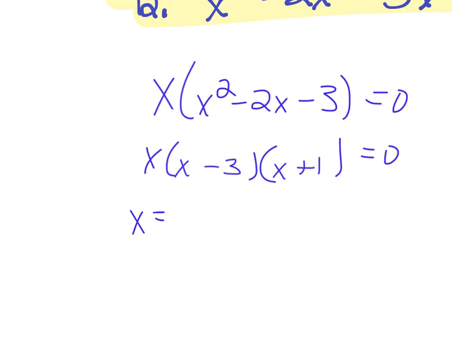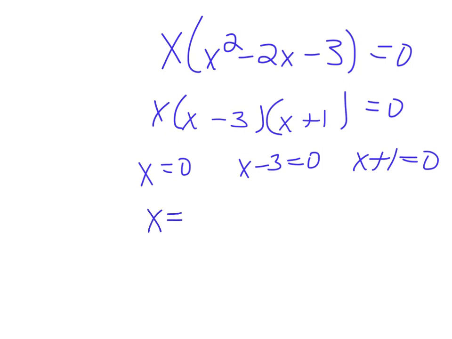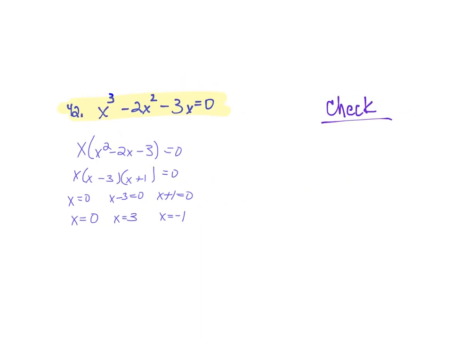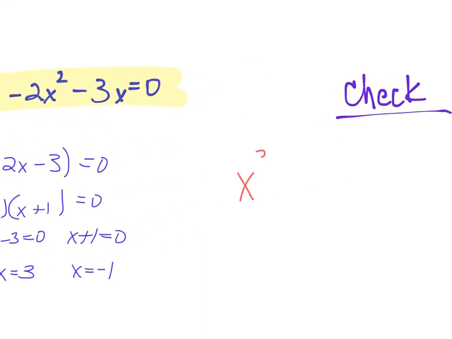Fantastic. So I have x equals 0, x minus 3 equals 0, x plus 1 equals 0. My 3 solutions are x equals 0, x equals 3, x equals negative 1. Great. Now, how do I know that all of these, one of these, two of these are right? You got to check it. You got to plug them in. I know this seems redundant, guys, but you need to do this.